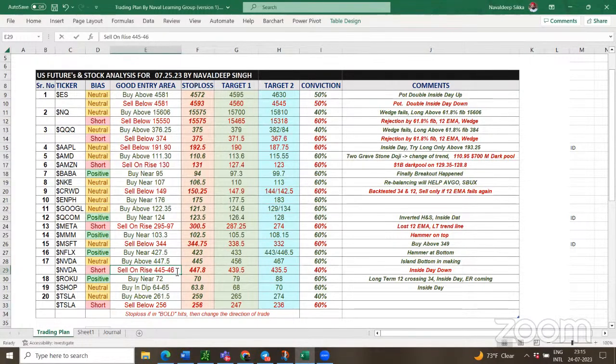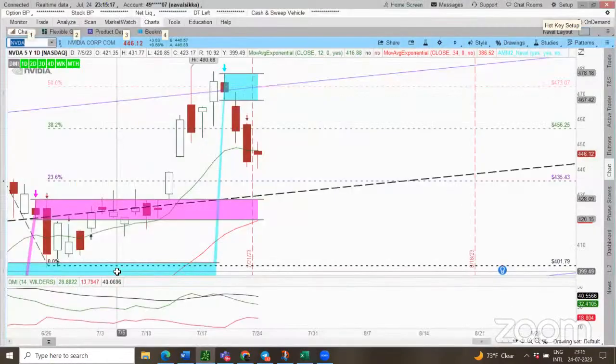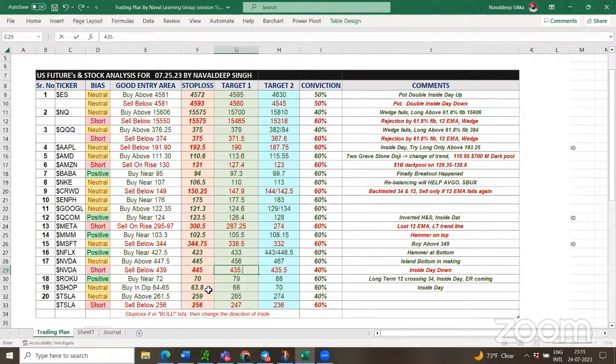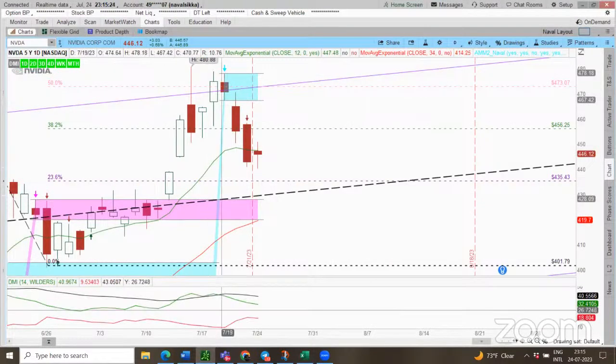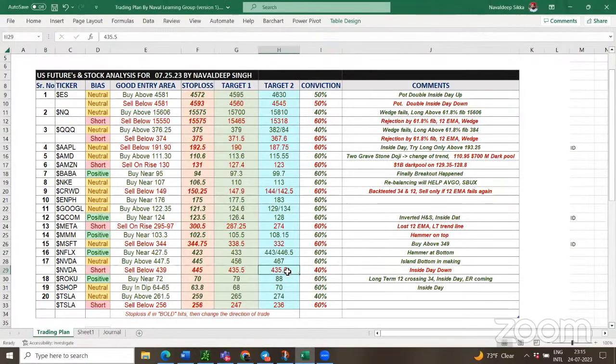Now, sell below 439 on a break of the island top, 445. So target should be 435.50 and 428. I'm positive on Nvidia at this moment.